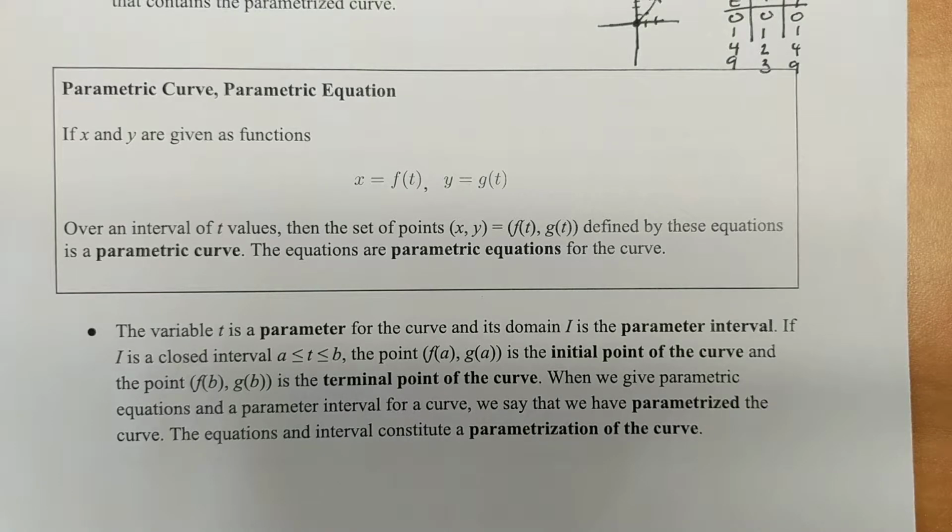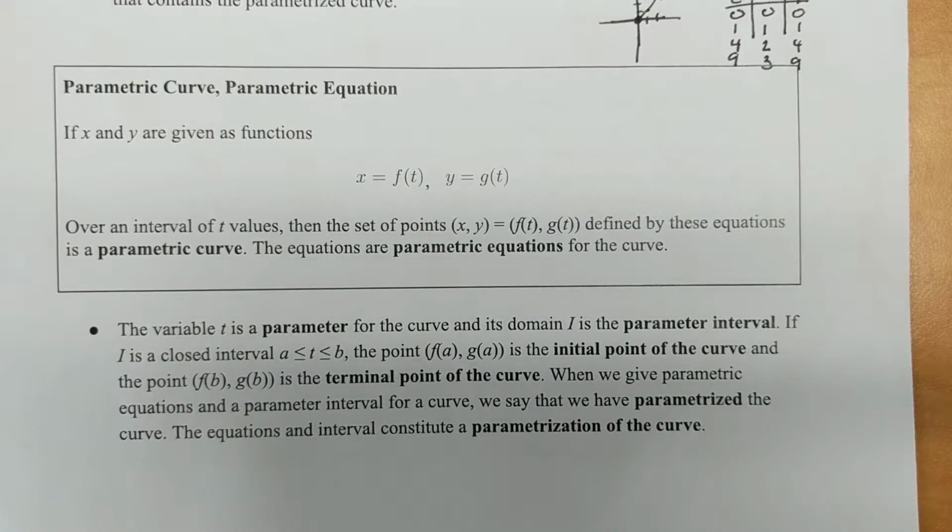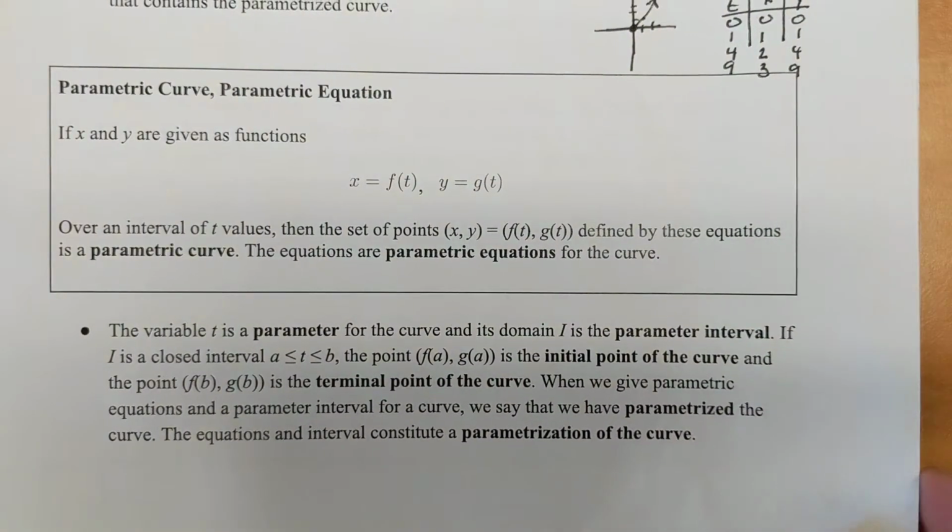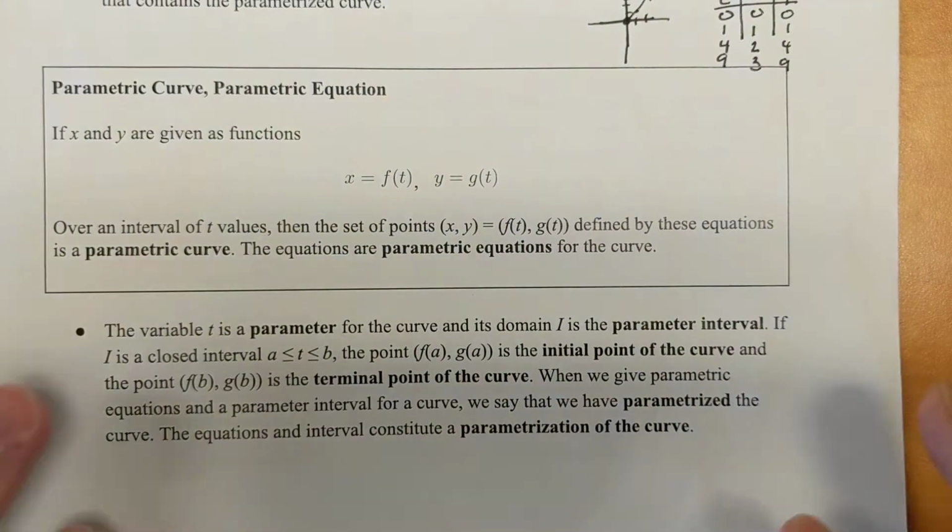This is a parametric curve. The 2 equations are the parametric equations. And then down here, we've got a whole lot of definitions. So the variable t is the parameter. Domain I is the parameter interval. If it's a closed interval, then you have an initial point and a terminal point, where a gives you the initial point and b gives you the terminal point. So you could turn a Cartesian equation into a parametric one. That's referred to as parameterizing, and it's the parameterization of the curve.